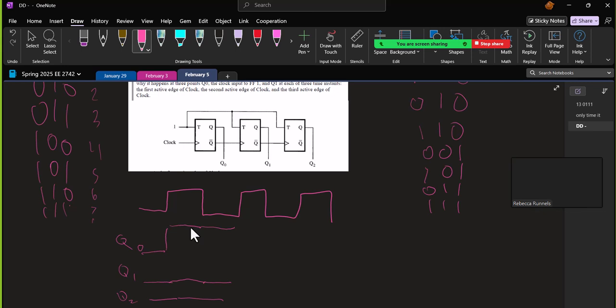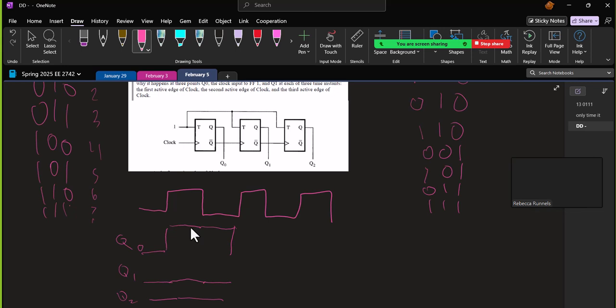Now I get to the next positive edge of the clock. What does Q0 do? It'll toggle back, because its clock is the clock, and its input is 1, so it'll toggle back to 0.